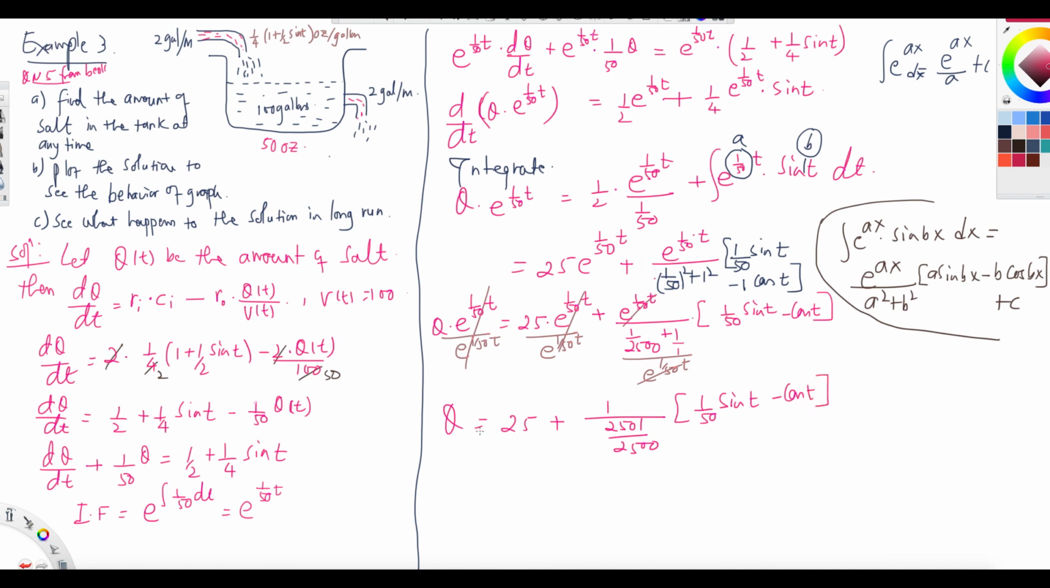Okay? So basically what you get there is, let me move that to the top. You will get q(t) equals 25 plus 2500 over 2501, okay? And then in the bracket 1/50 sine t minus cosine of t. So do you know what is the initial condition here? Initial condition of q is 50 ounces, right? So you can write, let me write in a different color, q at 0 equals 50.